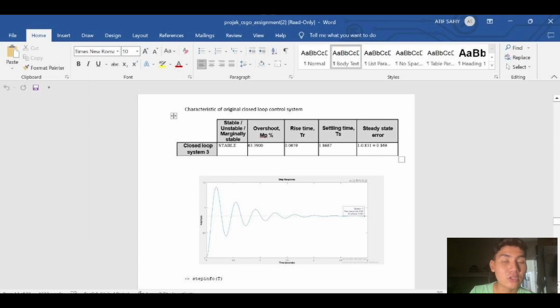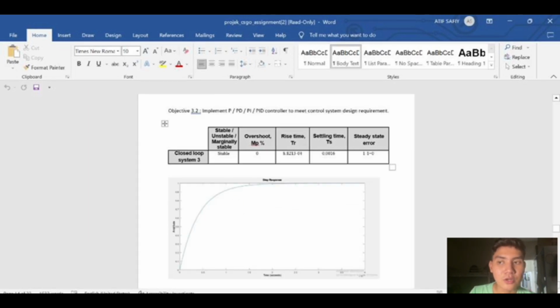For the PID controller, we got stable, and for the overshoot we got 0, and for the rise time is 8.8213, and for the settling time we got 0.0016, and for steady state error we got 1 minus 1 is equal to 0. So this is our graph that we got from the MATLAB.